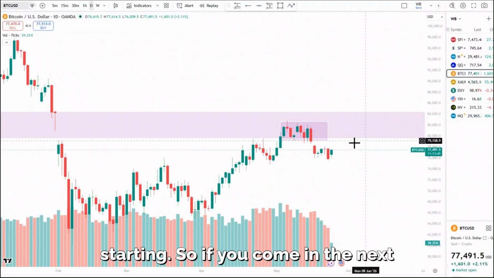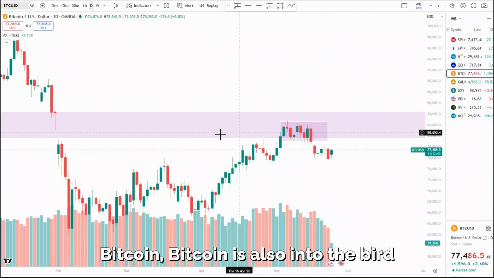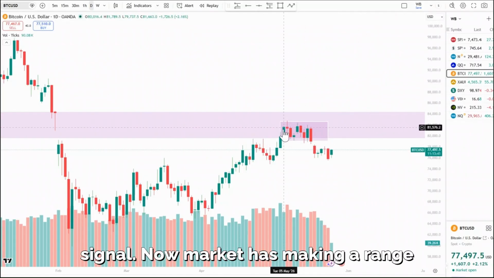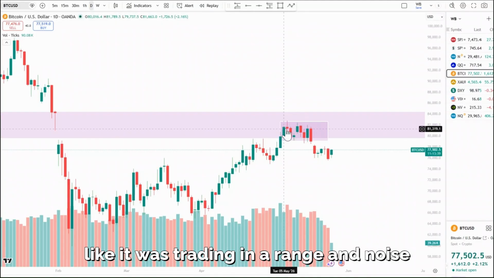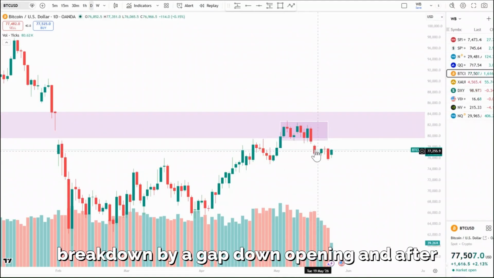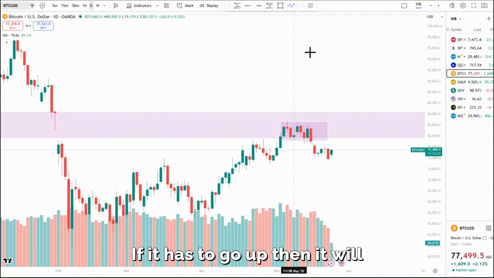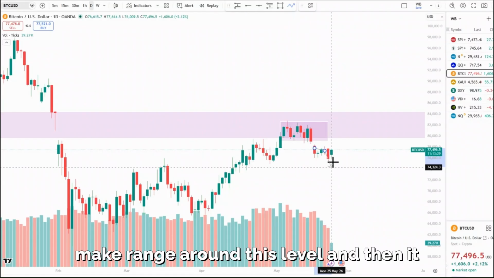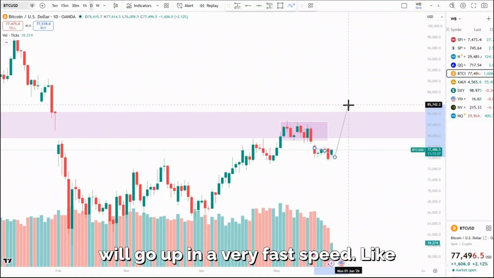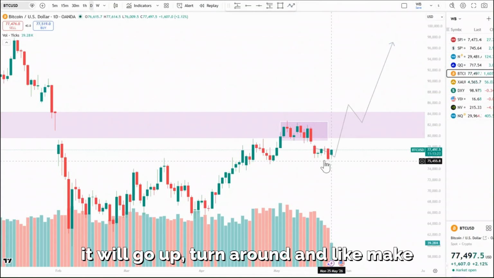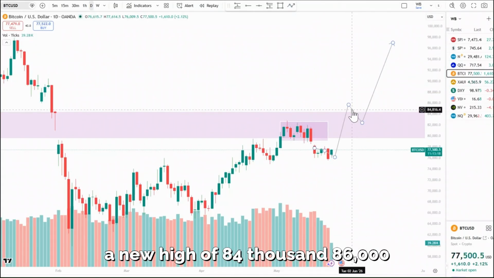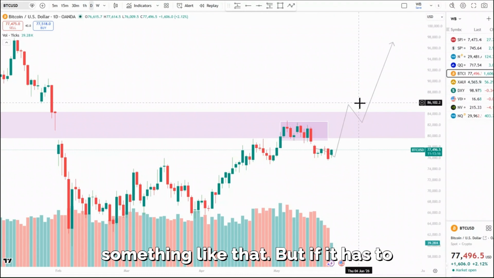Next, Bitcoin is also giving a bearish signal now. The market was trading in a range and now it has broken down with a gap down opening, and after that the market is again making a range. If it has to go up, it will make a range around this level, and then it will go up at a very fast speed, turn around, and make a new high of 84,000, 86,000, something like that.